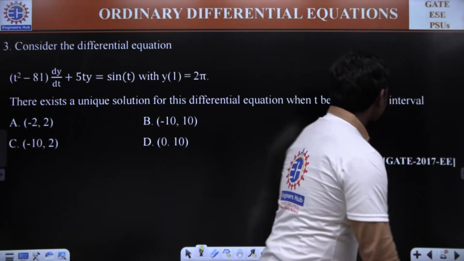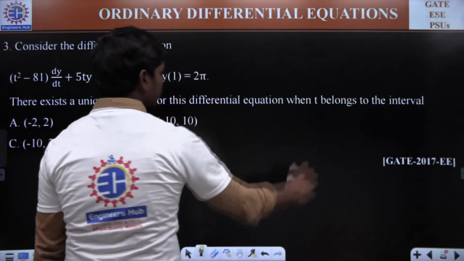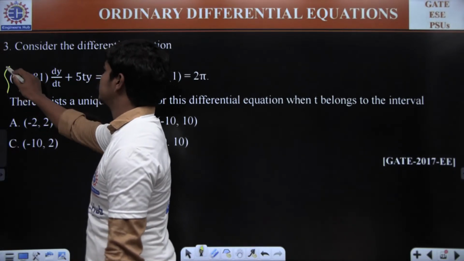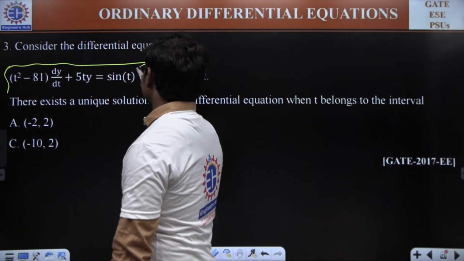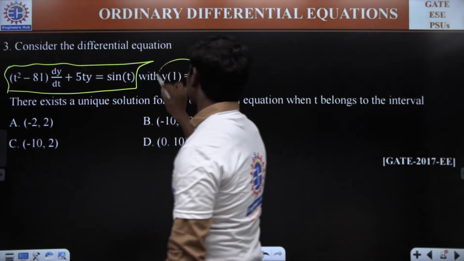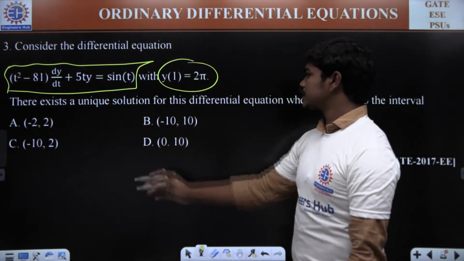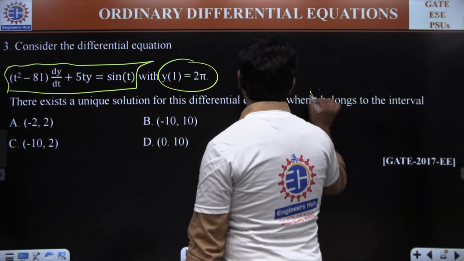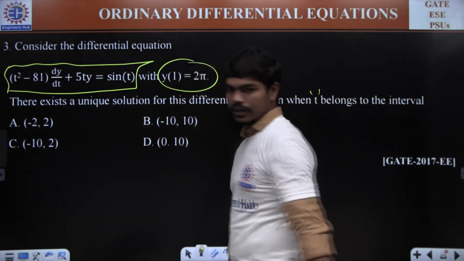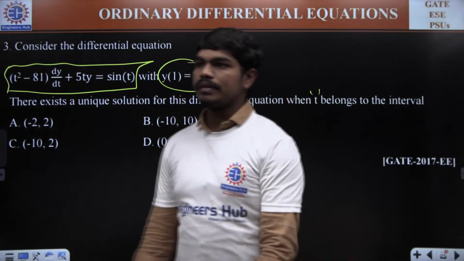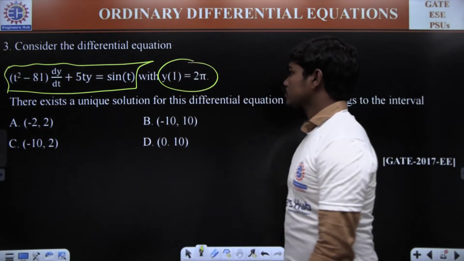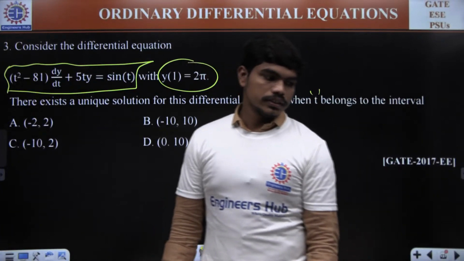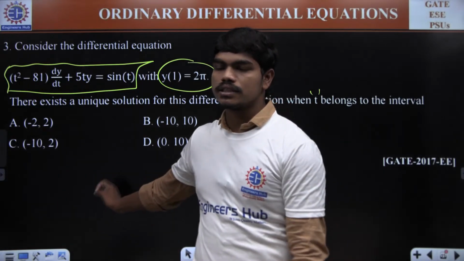So this is one question that was asked again in 2017 for triply. So consider the differential equation. This is one differential equation which you are having here, equal to sine t, and of course some boundary condition is also given. Then there exists a unique solution for this differential equation when t belongs to the interval. One of the intervals is given here. So please try to solve this and tell me the answer.